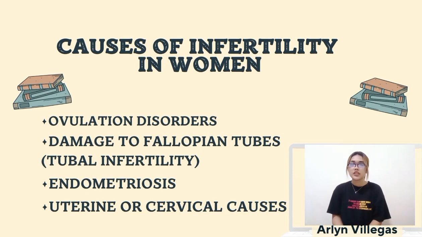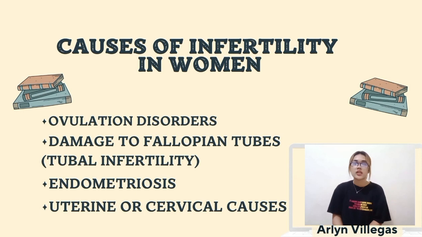For pregnancy to occur, every step of the human reproduction process has to happen correctly, but a number of factors can disrupt this process at any step. So female infertility is caused by one or more of the factors in the following. So here are the causes of infertility in women.